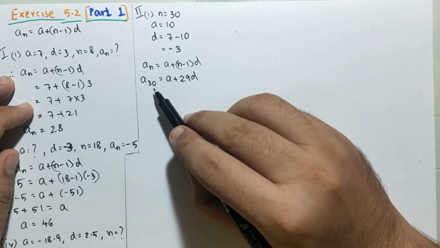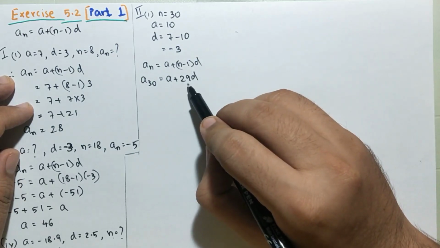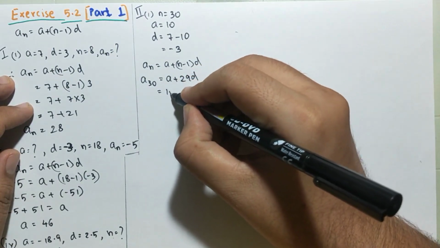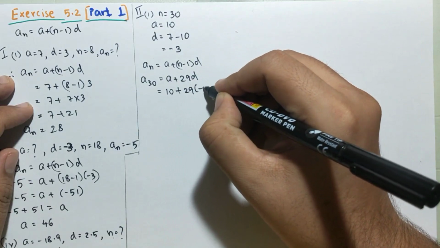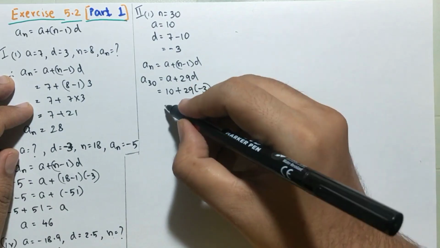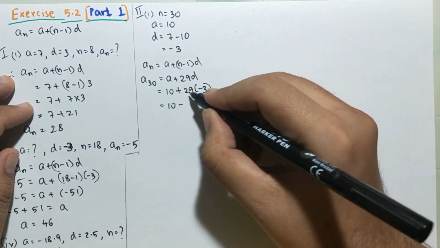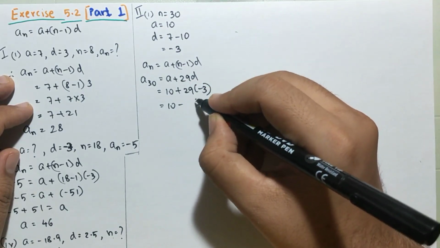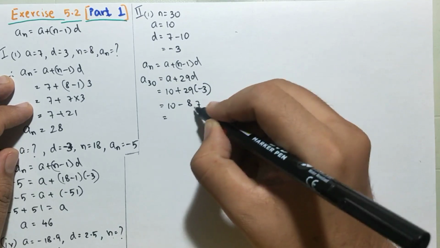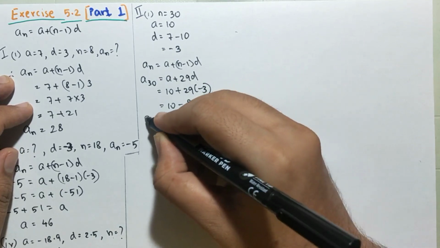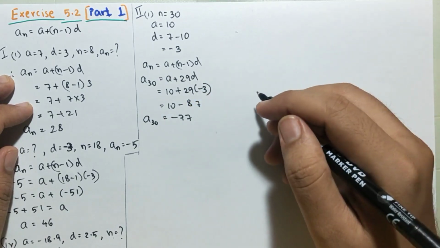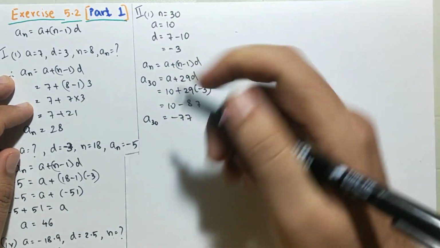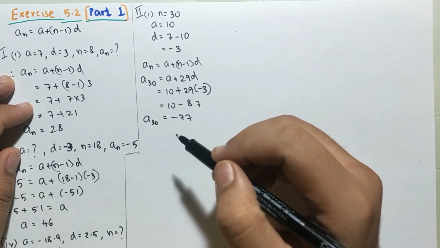The number of the term which we have to find, one number less, we have to multiply with D and add it. A is 10 plus 29 multiplied by minus 3. So 10 minus 29 into 3, that is 87. The answer is minus 77. So the 30th term is minus 77 and the correct option is C.